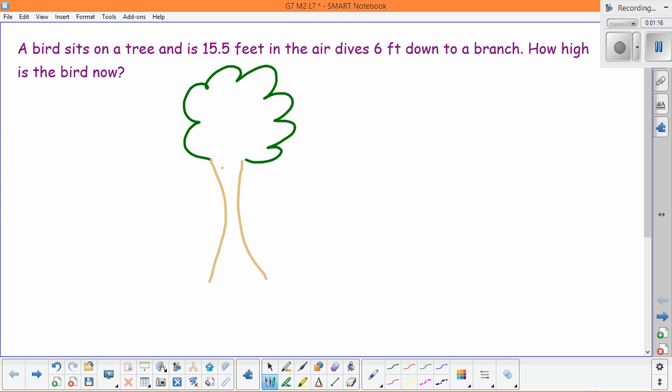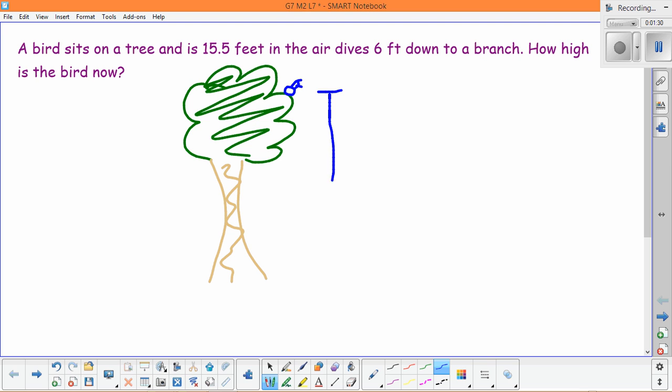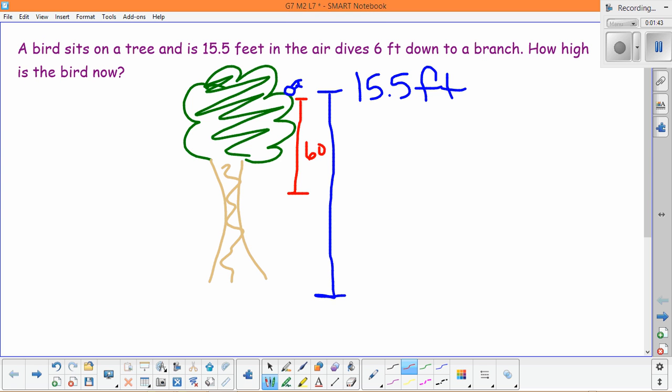we've got a bird, and our bird is in our tree. So here's a little bluebird, and little bluebird is 15.5 feet in the air. He dives down 6 feet. So now little bluebird is down here. We need to figure out how high he is from the ground.